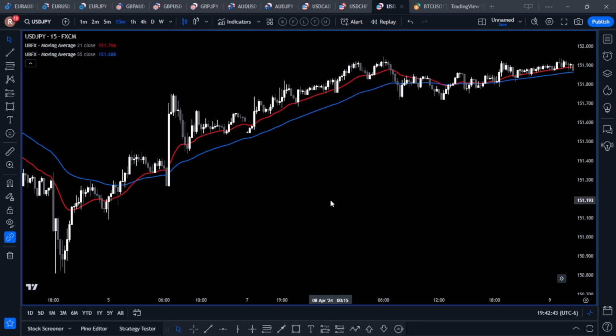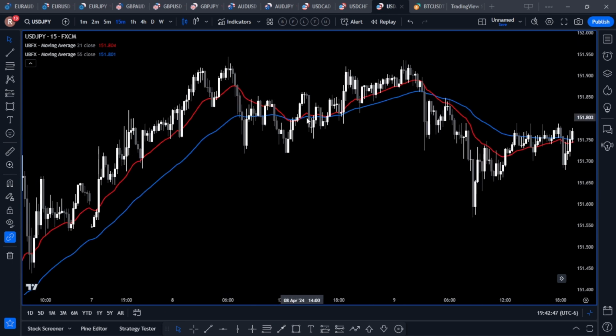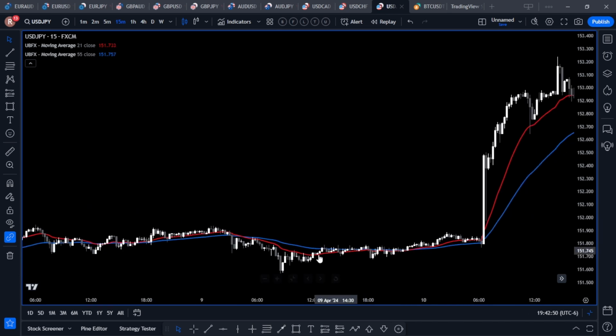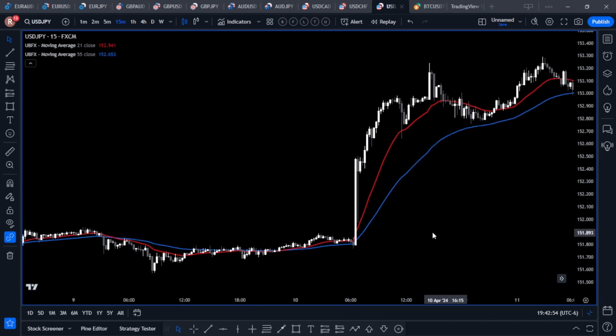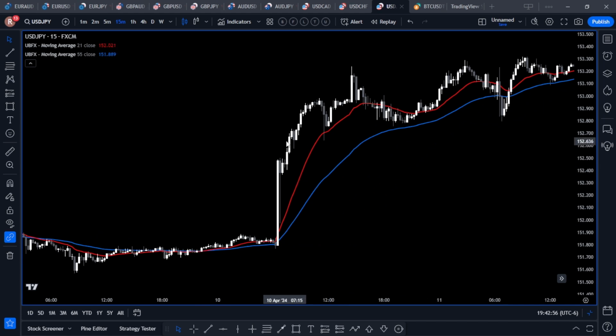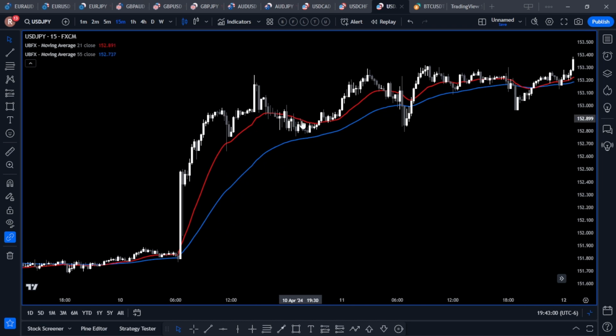And then from here, we have all the information that we need. We've got a flat sideways market. Moving averages are coming together. We've got a flat sideways market as the moving averages are together. We get a nice separation between the price and the moving averages. We've got a good momentum to the upside. Moving averages are coming together.